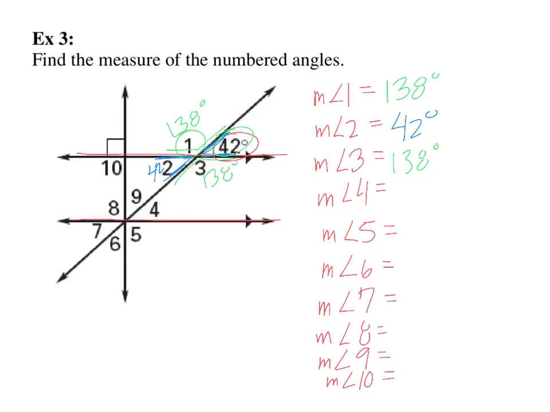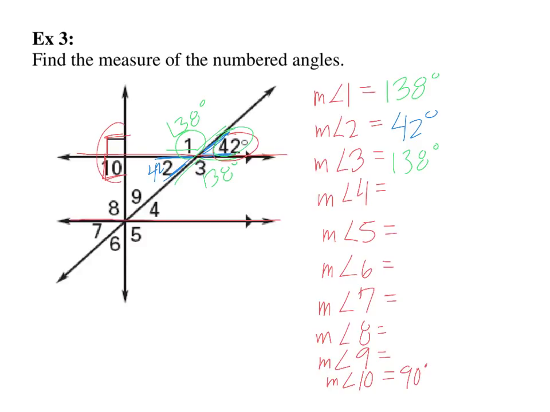Okay. Now, how am I going to figure out the other angles? I know 10 is going to be 90, all right, because that's a linear pair there. So 10 is 90 degrees. Okay, how am I going to figure out the other ones?